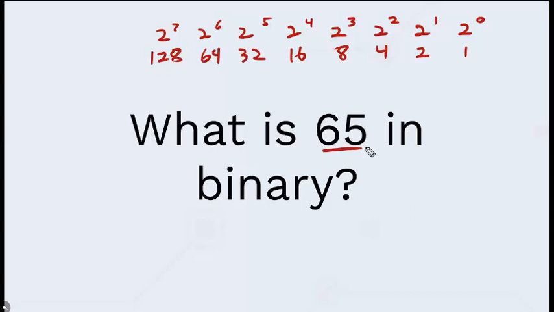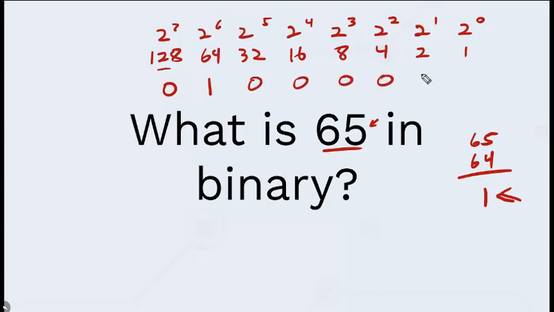We have 65. Can we subtract 128 from 65? No, we'd get a negative. So there's a 0 in this position. Can we subtract 64? Yes, we can. And that would leave just 1. We need to represent 1 here in binary. That's going to be easy, right? 0, 0, 0, 0, 0. We couldn't subtract any of those from the remainder and not have a negative. It's a 1 in this position.